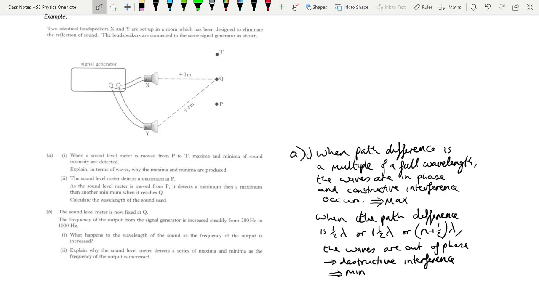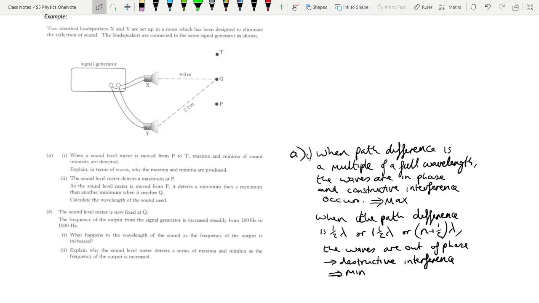So for example, 2 identical loudspeakers, X and Y, are set up in a room which has been designed to eliminate the reflection of sound. So that's just a case of, what would you do if you wanted to keep this for a test. The loudspeakers are connected to the same signal generator, so that means they're coherent. Okay. So we've got there, it shows us from X it's a 4 meter distance and from Y it's 5.2 meters distance.